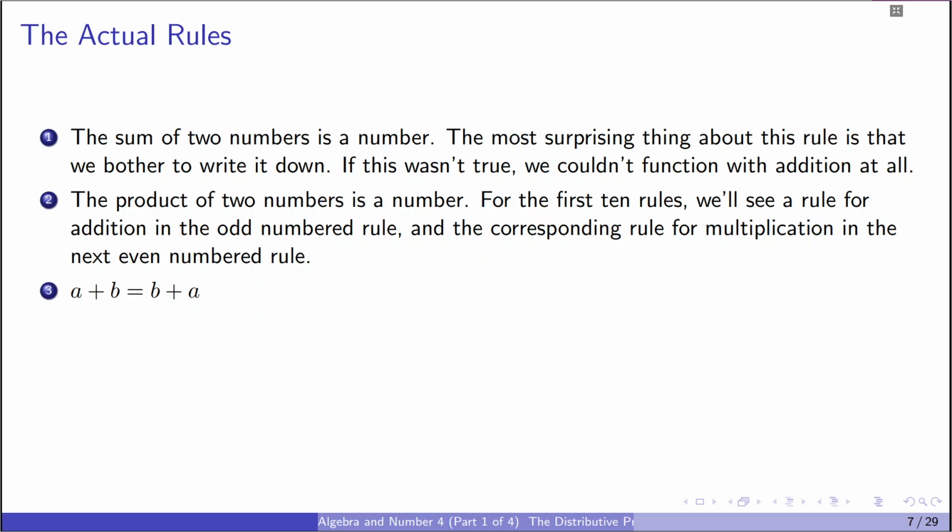For example, addition commutes. The order does not matter. A plus B is the same as B plus A. 1 plus 2 is 3, as is 2 plus 1. The matching multiplication rule says that you can multiply in any order. 2 times 3 is the same as 3 times 2. Both are 6.